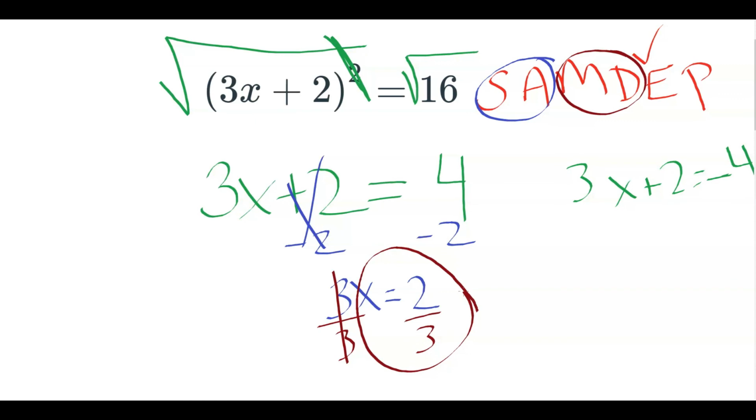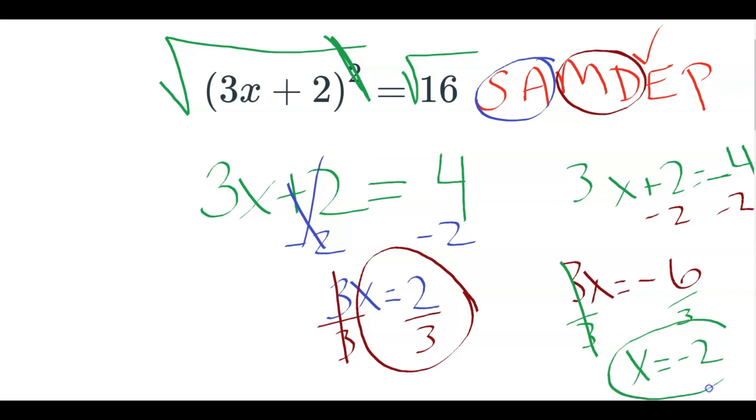So I'm going to do the same thing. I'm going to subtract the 2. But this time when you subtract 2 from negative 4, you get 3x equals negative 6. And I have to get rid of the 3 by dividing. And this time it actually gives me a whole number when I divide. Negative 6 divided by 3 is going to give me x equals negative 2. So that's how I would get my two solutions. I would use the positive and negative square root. And that is how we solve equations by taking the square root.